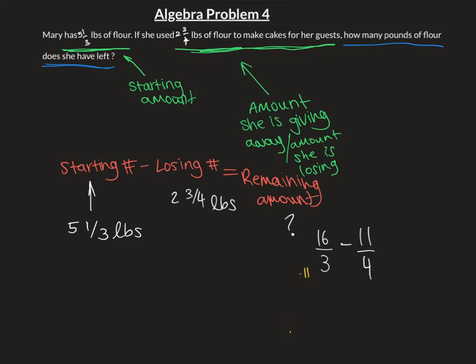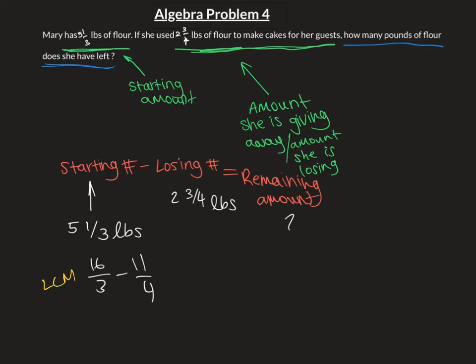So we have 16 over 3 minus 11 over 4. What's our first step to solving this? What we have to do is get like denominators. So what's our least common factor? Well, least common multiple, sorry. What's our least common multiple, or LCM?